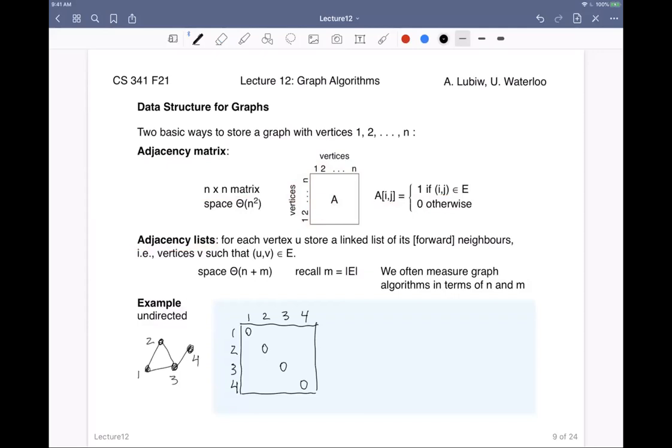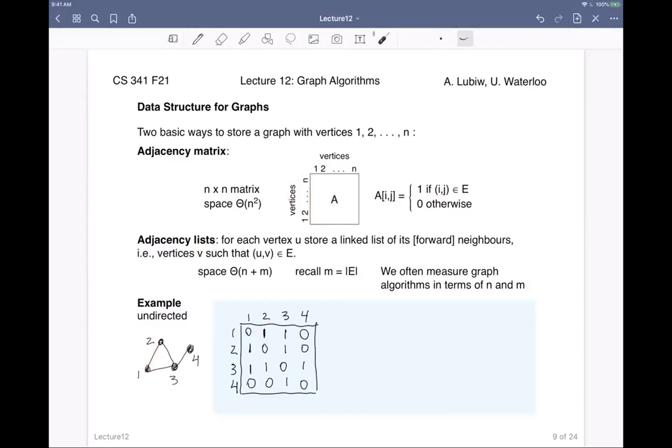How about 1 and 2? Are they joined by an edge? Yes, they are joined by an edge here. So I put a 1 in the matrix there. And it's an undirected graph, so the matrix is symmetric. The edge 2,1 and the edge 1,2 are the same thing. Is there an edge from 1 to 3? Yes, there is. So that's this entry. Is there an edge from 1 to 4? There is not. And finally, 2 to 3, there is an edge. 2 to 4, there is not. And the very last one, is there an edge from 3 to 4? Yes, there is. Okay, so that's the adjacency matrix.